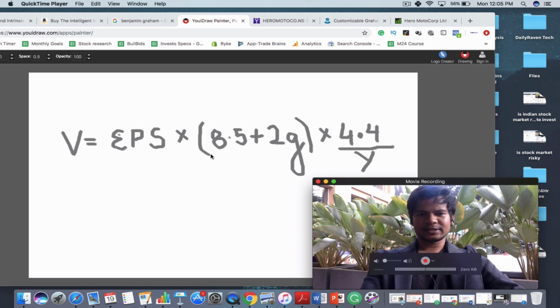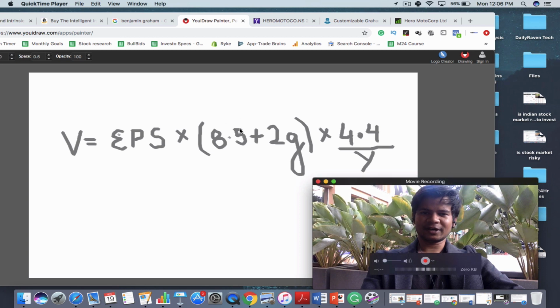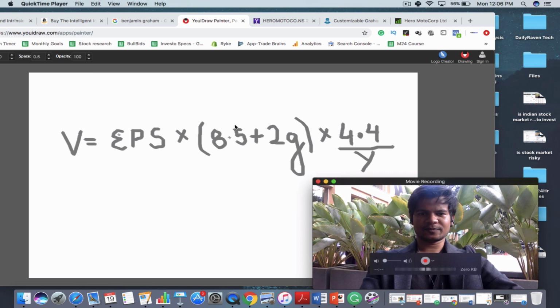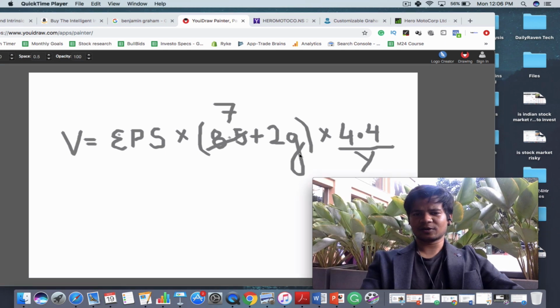Now the thing is that this 8.5 is the PE ratio for the zero growth company. So many investors, what they do, that instead of 8.5 they use a conservative value of between 7 to 9 depending on the industry and the company that they are investing. So here you can say that from 8.5 many people use a value of 7 to reach a conservative intrinsic value, and similarly G is the growth rate here.